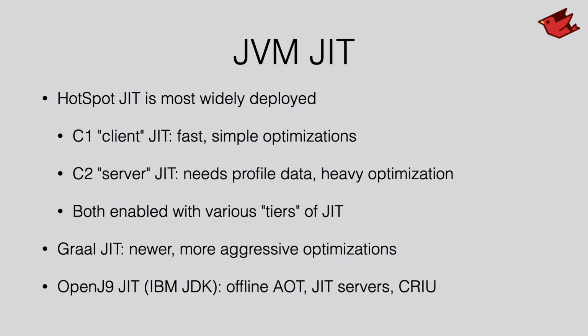And then there's other JVMs like OpenJ9 that have their own JIT compilers with interesting features like saving off the optimized code between runs so you can start up quickly next time, putting a server in the background to help JIT code across many instances, and something called CRIU, which allows you to save a snapshot of your application. And I'll talk more about that later too.